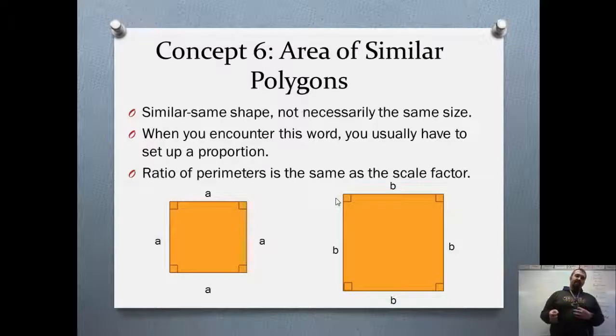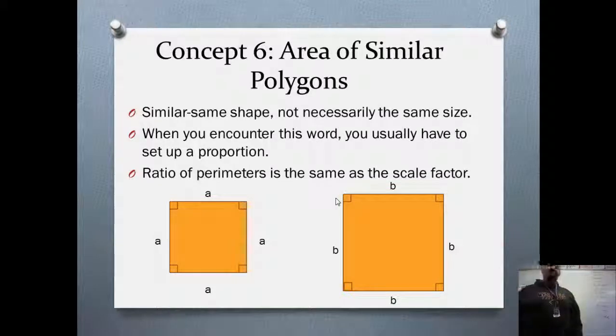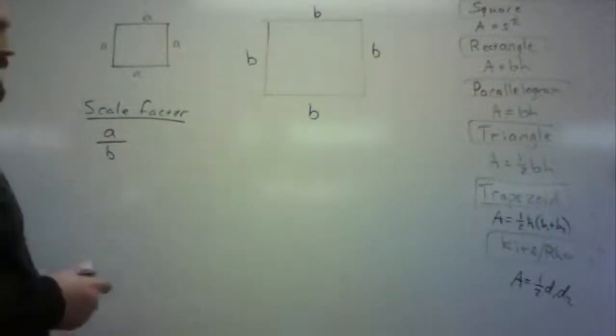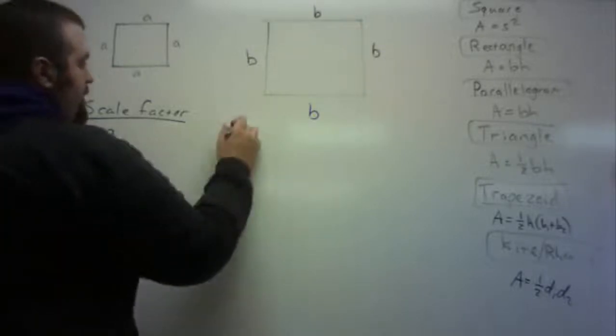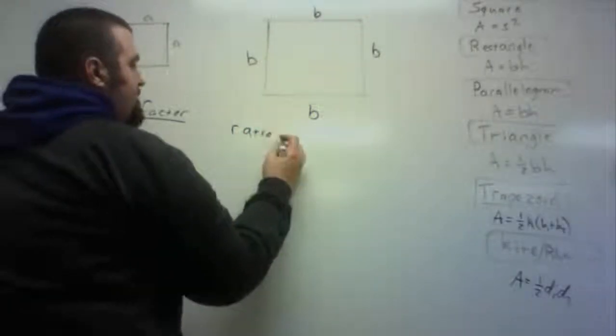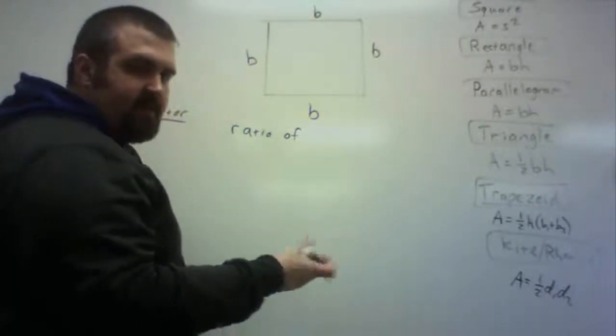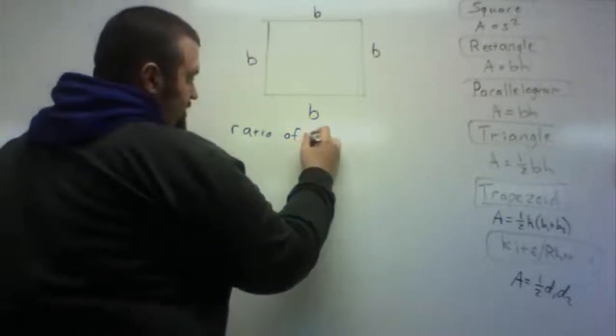Now, similar, just a reminder, means same shape, not necessarily the same size. When you encounter this word, it usually means proportion. The ratio of perimeters is the same as the scale factor. Alright, so let's write a few of these things down. The scale factor of left to right is a to b. Now, what if I took the ratio of their perimeters? Remember, ratio basically means a fraction or comparison of two numbers. Officially, it means comparison of two numbers, but for us, we're going to usually look at it as a fraction.